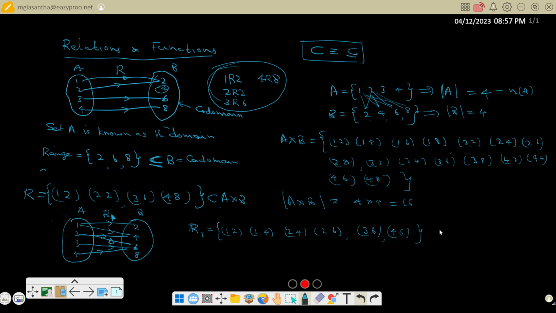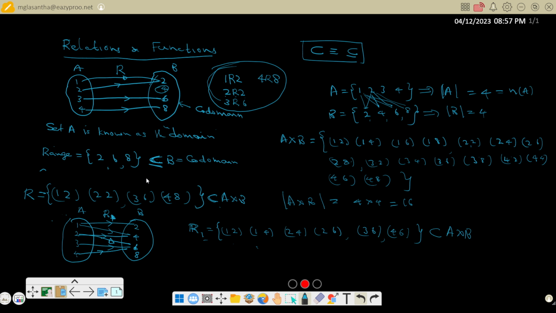So this is also a subset of A cross B, no? R1 is also a relation that is a subset of A cross B. So what do you mean by that? A relation is actually a subset of this Cartesian product. If you take any subset of this Cartesian product, that is a relation. Is it clear?